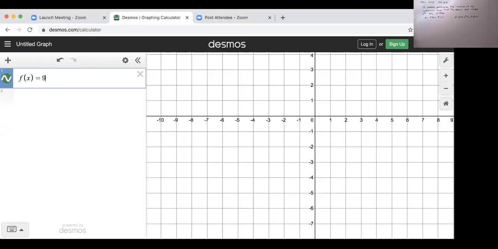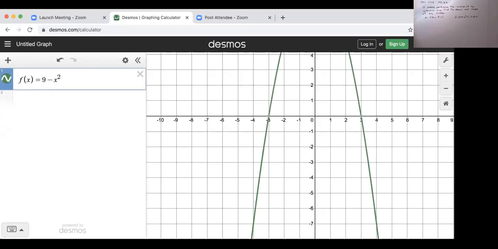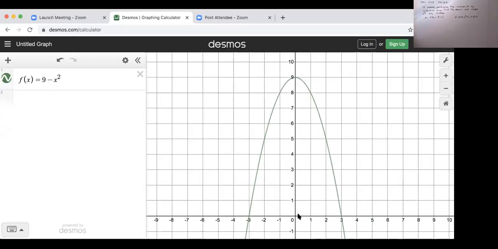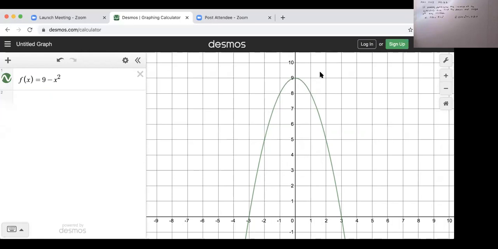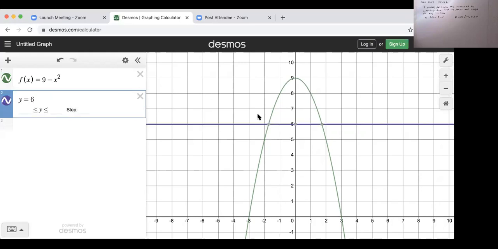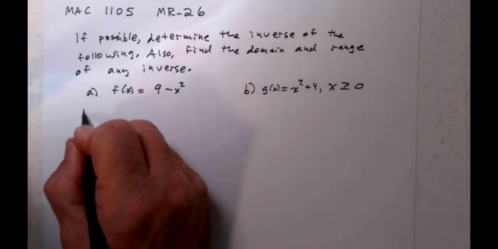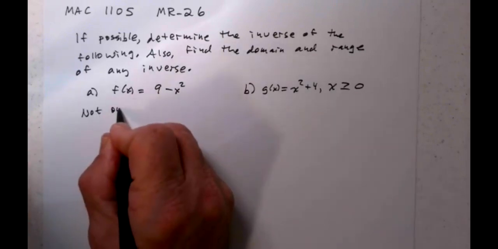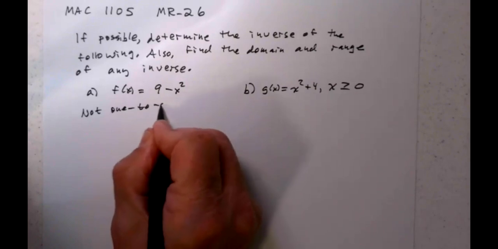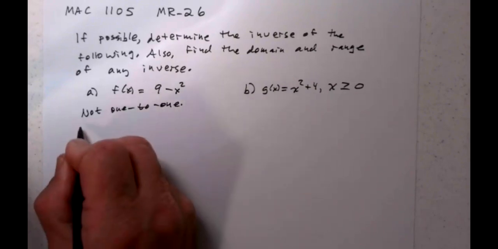F of x equals 9 minus x squared. And what do we know? Is this a function? Yes. It passes the vertical line test, but it's not one-to-one. If I look at a horizontal line like y equals 6, we notice it cuts the graph in more than one point. If that happens, it is not a one-to-one function. So this function here, not one-to-one. So what's our conclusion? It does not have an inverse.